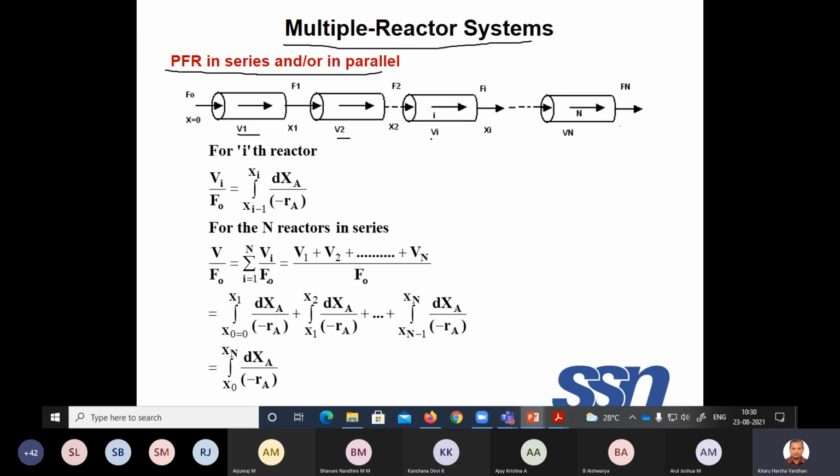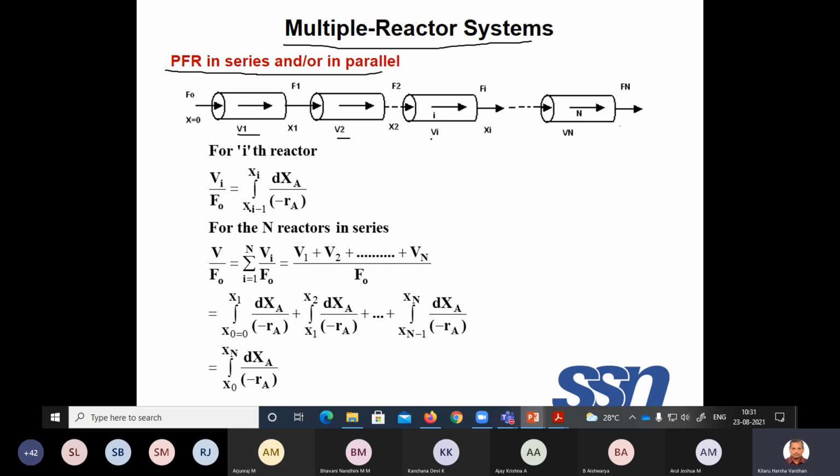What is Vi? If you substitute i as 1, then it will be V1 by F0, then V2 by F0, V3 by F0, up to Vn by F0. If you add all that, you will get the entire volume of the reactors, correct? So that is nothing but V. Capital V is the entire volume, so V by F0 is V1 plus V2 plus V3 till Vn divided by F0. So this is on this side. What is on the RHS?